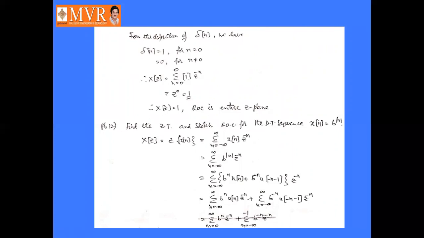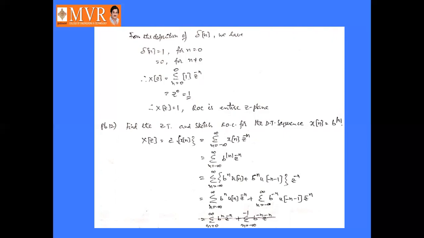Next problem is to find the z transform and sketch the ROC for the discrete time sequence x of n equal to b power mod n. The z transform of x of n is equal to sigma n equal minus infinity to infinity x of n into z power minus n. So here x of n is b power mod n, into z power minus n. Mod n in the sense plus or minus n. So it is b power n into u of n plus b power minus n into u of minus n minus 1, into z power minus n.